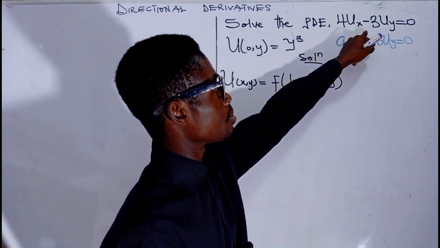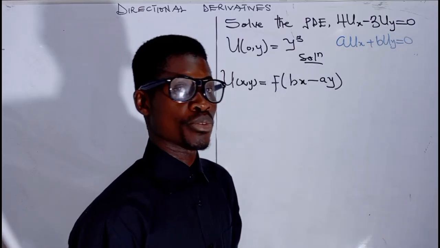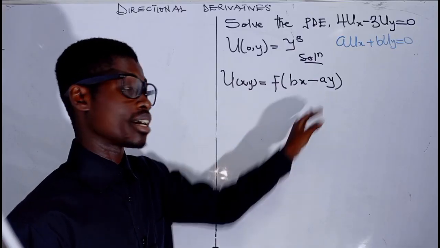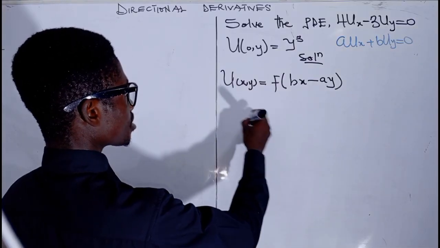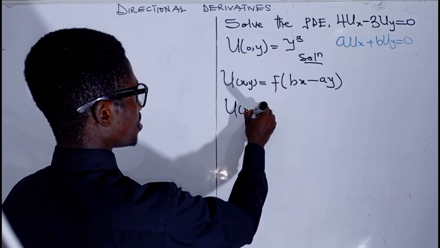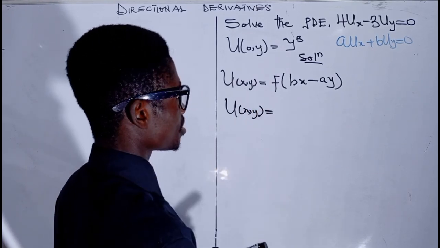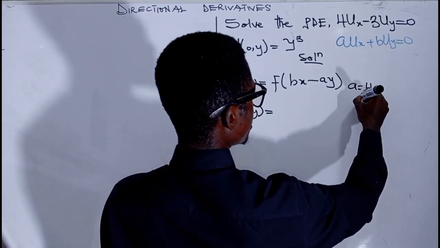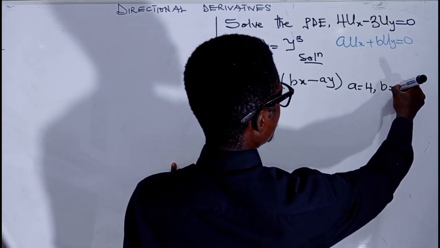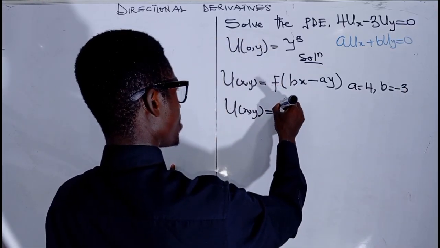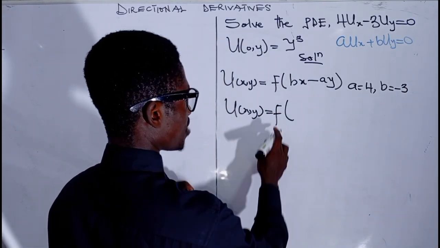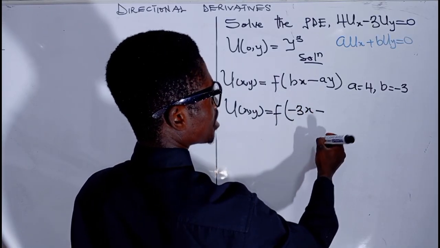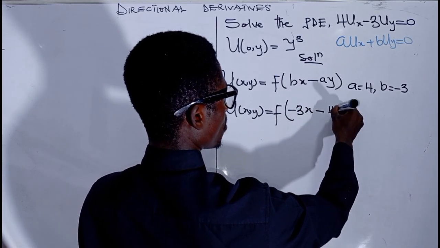This is a directional derivative. The quantity 4ux minus 3uy is a directional derivative with constant coefficients, and therefore the general solution will be given as that. So you have our general solution u of x,y is equal to. So from here, a is equal to 4, and then our b is equal to what? Minus 3. So our general solution is a function of minus 3x minus what? Our a is 4, so we have 4y.